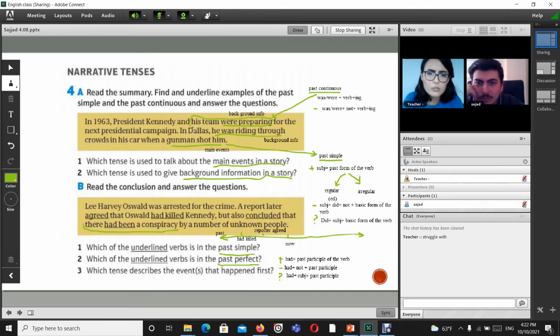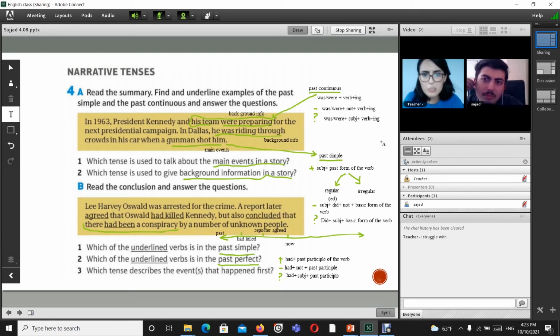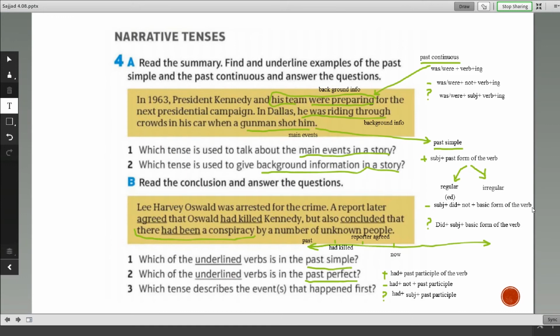This is our sentence. His team were preparing. Where is no? Where his team? So was or were plus subject plus verb plus ing. Very good. Were his team preparing? That's it. Thank you. Now we are okay with the question form.